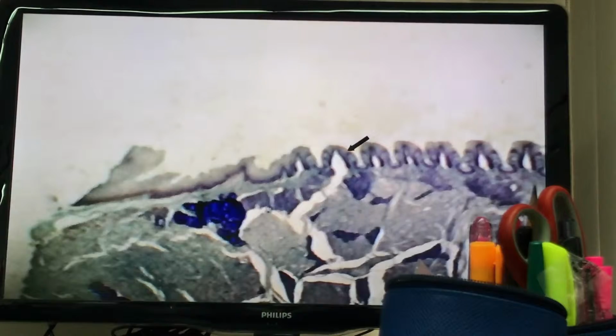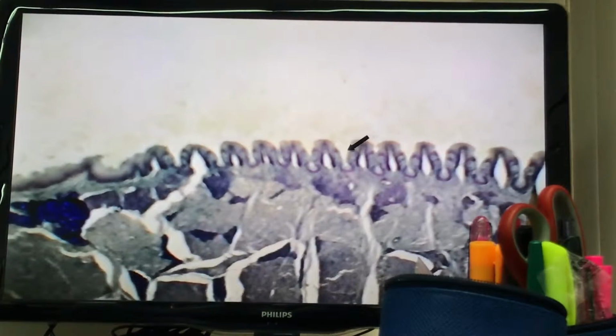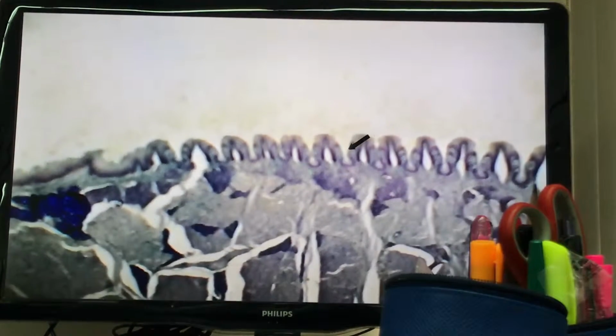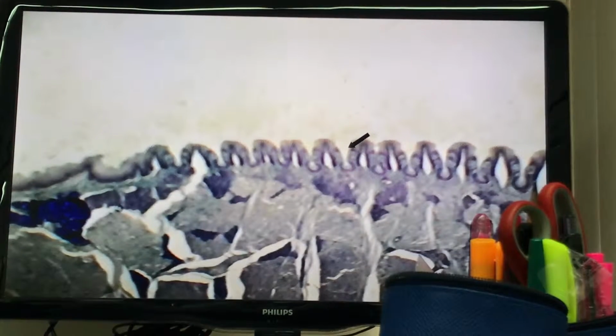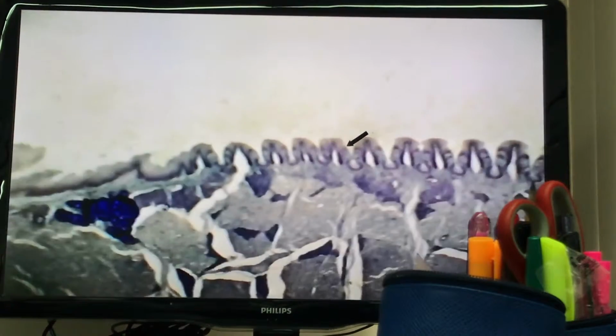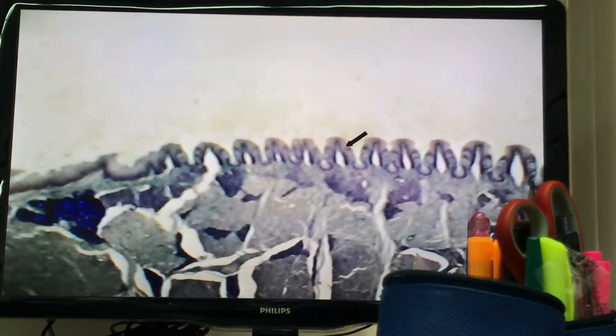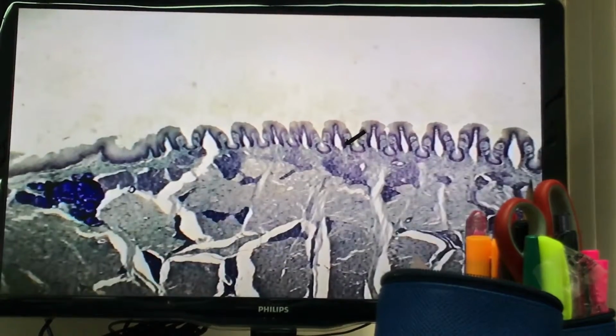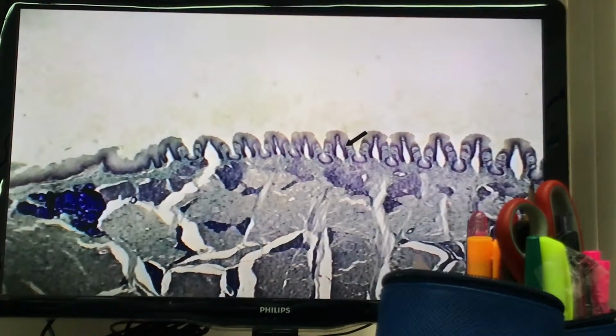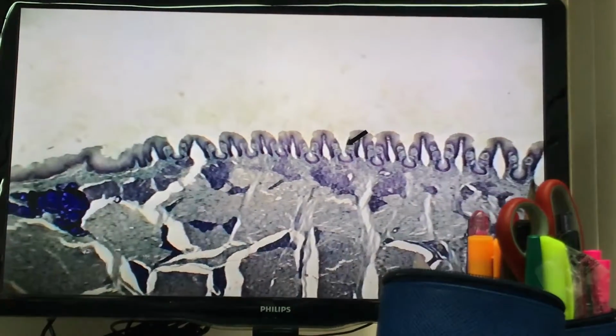Now let's proceed to histo. Okay. So you're familiar with this one. So the elevations there, the small elevations on the surface of your tongue, that is your papillae. So that is located at the anterior two-thirds. And that is lined by your stratified squamous epithelium. So in between, or interspersed with that epithelium, you will see there your receptor for taste, and that is your taste buds.